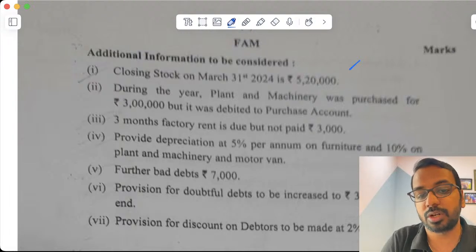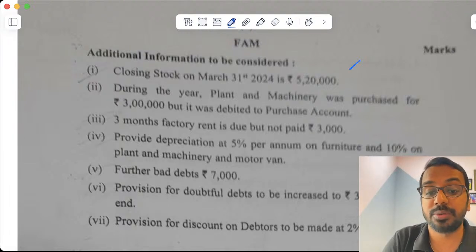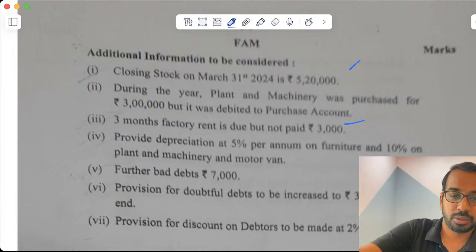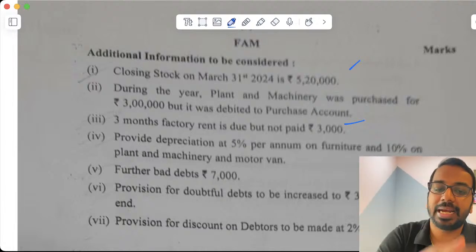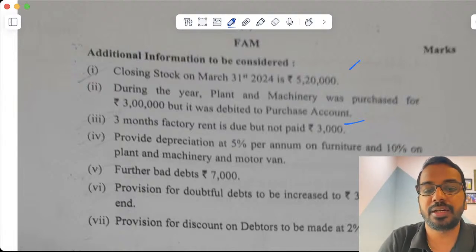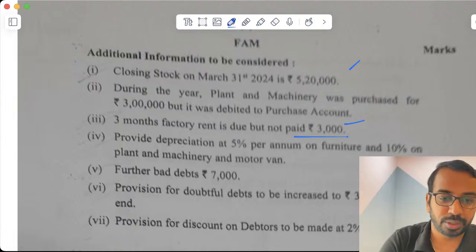During the year, plant and machinery was purchased for 3 lakhs, but it was debited to purchase account. So what will you do? You will bring it back, reduce the purchase account by 3 lakhs, and add it to plant and machinery. 3 months of factory rent is due but not paid, 3,000, you will show it as outstanding.